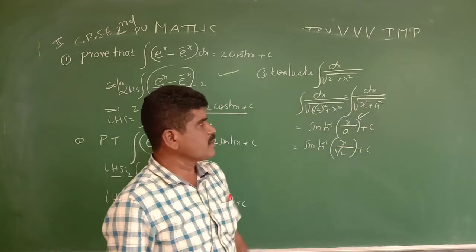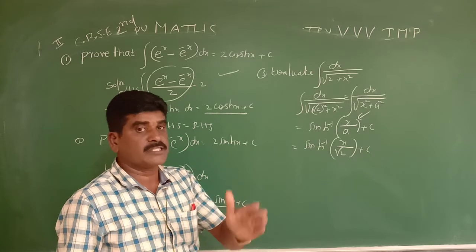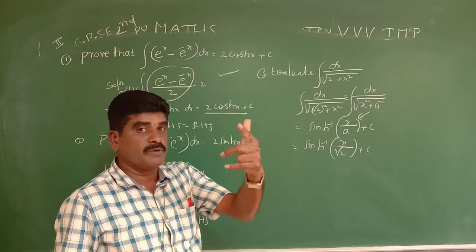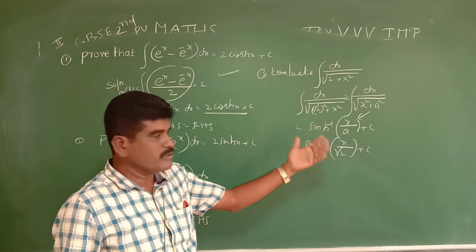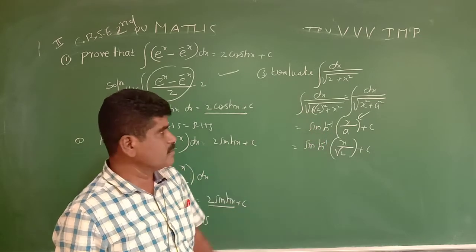Now we will discuss more standard special integrations. Integration of dx by root of x square plus a square is equal to log of x plus root of x square plus a square plus c, where c is equal to minus log a. Our formula will give the answer. Shortcut method only, one step.